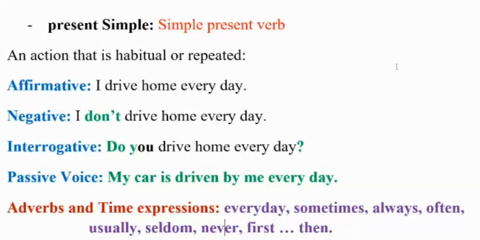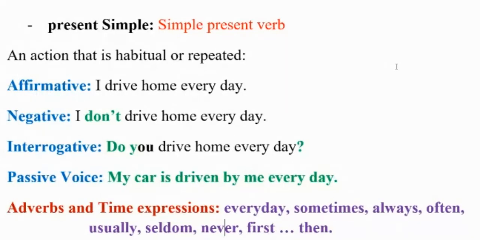And we have many examples. The affirmative form of this action. It's also the active voice. I drive home every day. You can say I never drive home. I sometimes drive home, or I always drive home. I'm using the adverbs that are used with the present simple. I seldom drive home, or I never drive home. It is put at the end of the sentence, while never or sometimes or always go after the subject.